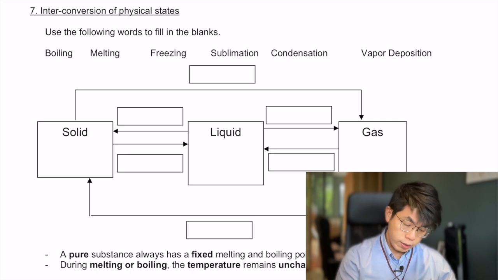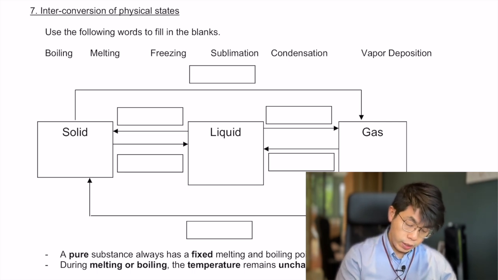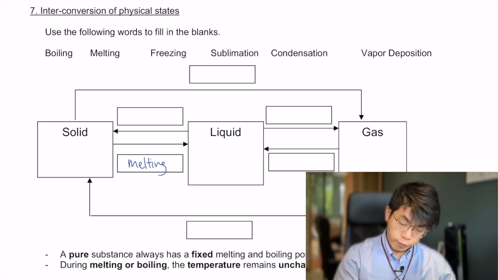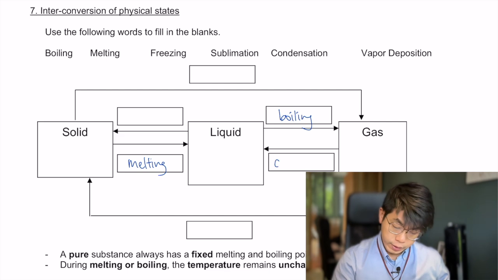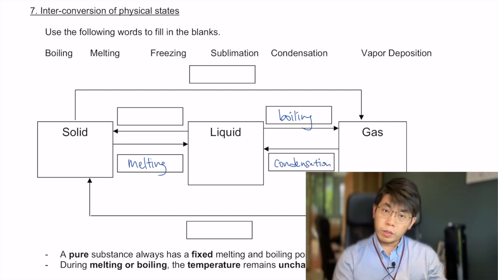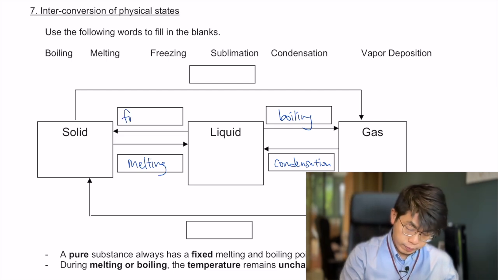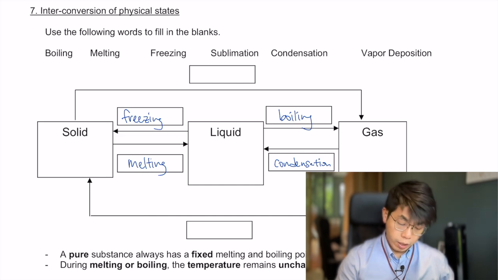From solid to liquid, we have melting. And then from liquid to gas, we have boiling. When we go back from gas to liquid, we have condensation. And then from liquid back to solid, we have freezing. So these are the more common ones that we are aware of.